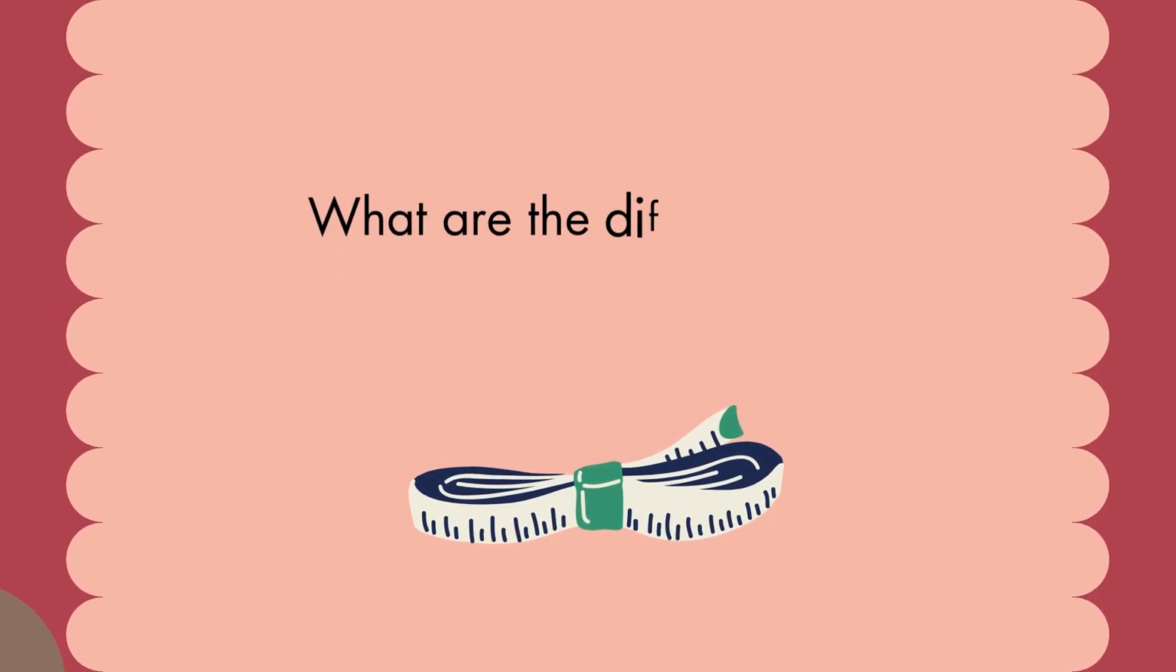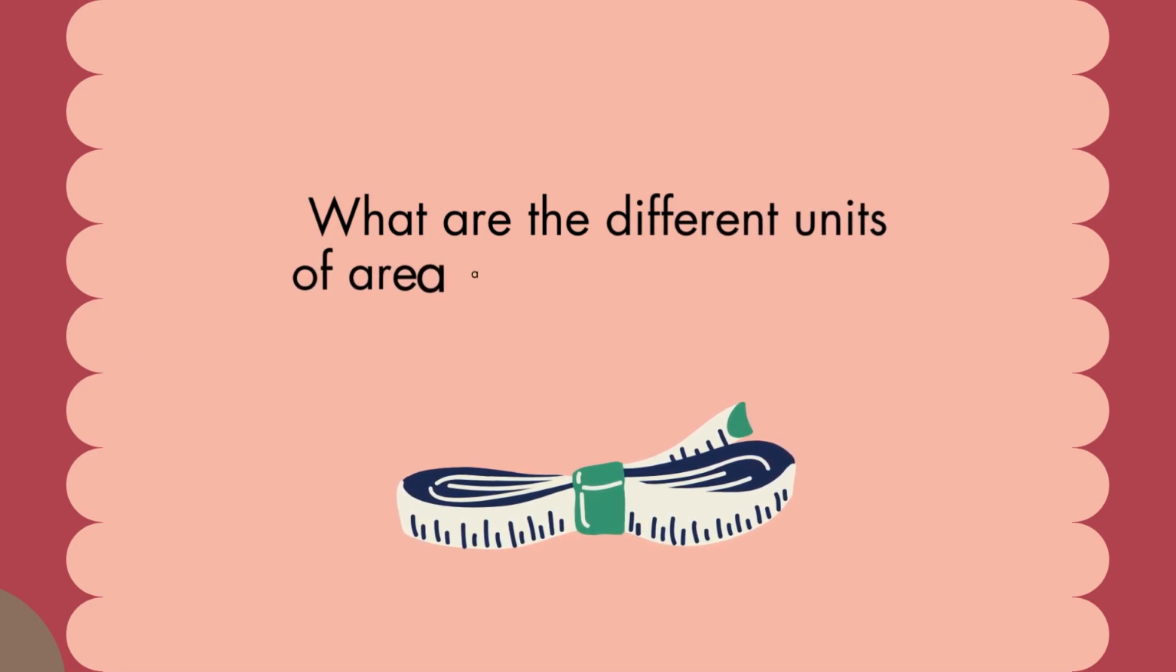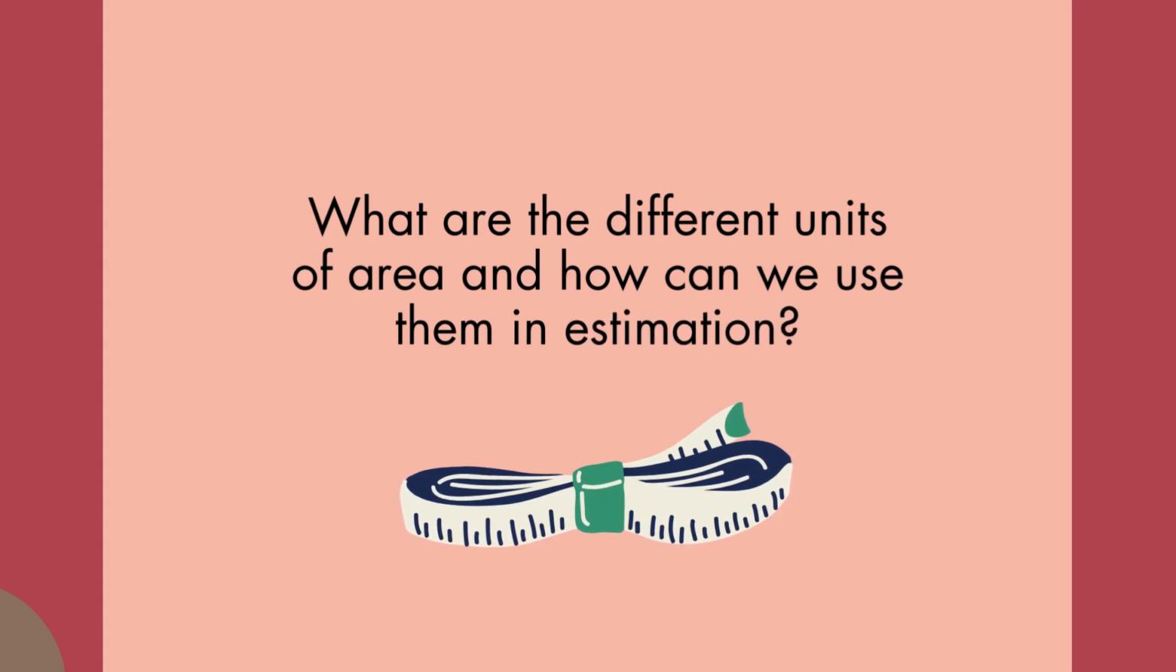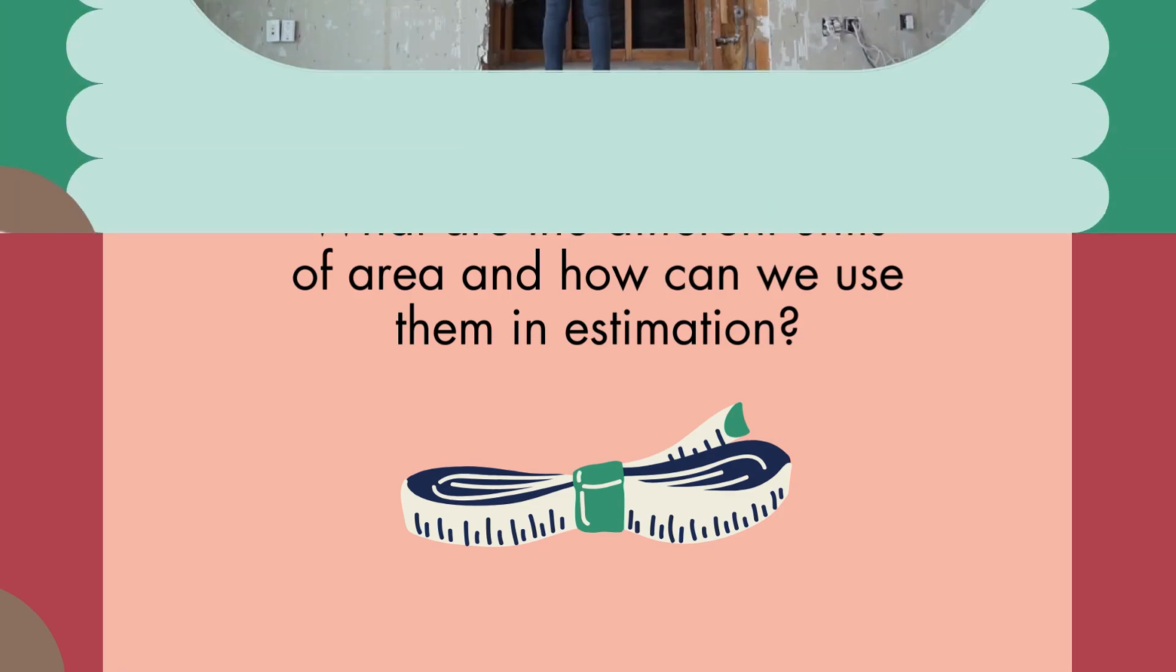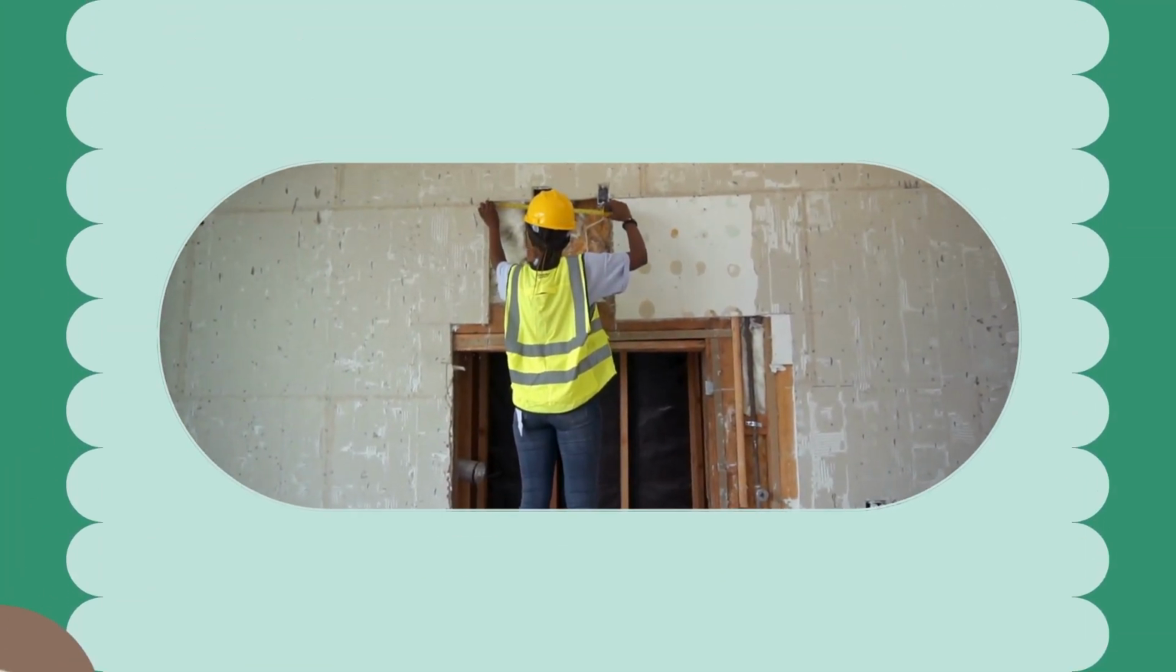Oh my goodness, how much space does this field take up? How far and how wide is this field? So today we talk about estimating, or making a really good guess, about the area of something. But let's talk about what area is first, and then we'll talk about the different units that we use and how to estimate. To find area, we must measure.